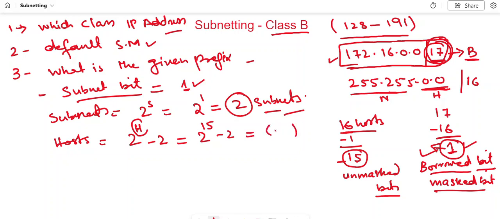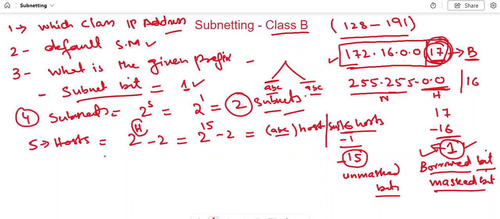Whatever the result we have, I didn't calculate the 2 power 15 minus 2. I'm just writing here ABC, and these are the number of hosts per subnet. Per subnet means in the first subnet and in the second subnet there are ABC hosts. Whatever number you get, you will write here: 2 power 15 minus 2. So these are the number of hosts we got with this value of s. This is the fourth step and this is the fifth step in which we got the hosts.